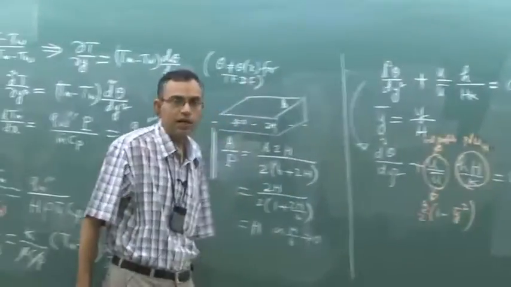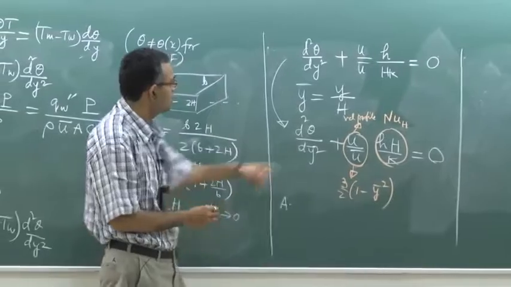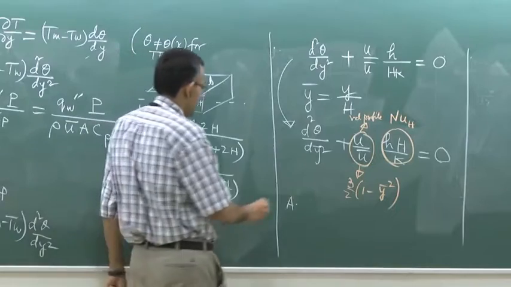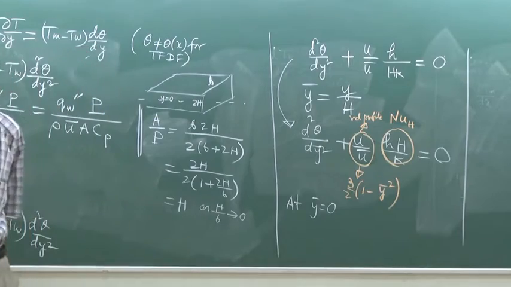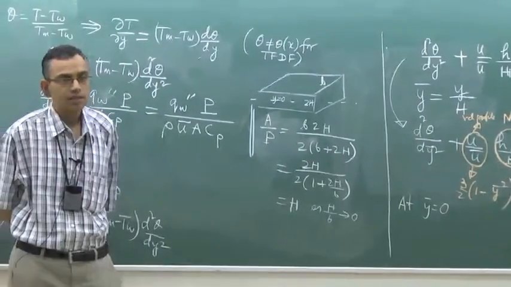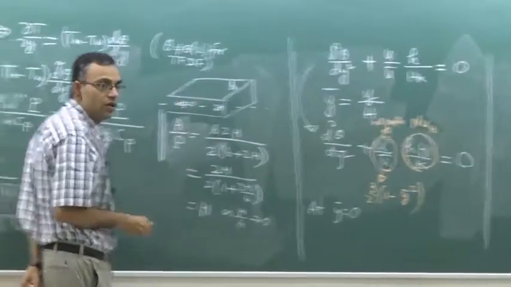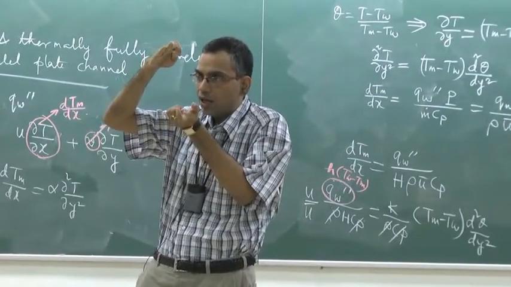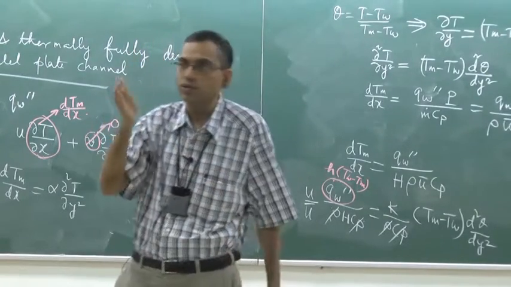So now what are the boundary conditions? This is y bar, this is non-dimensional y. At y bar equal to 0, what is the boundary condition? Y bar equal to 0 is the center line. What is the boundary condition for theta at the center line? Top wall and bottom wall have symmetric boundary conditions. So d theta dy equal to 0 at y equal to 0, it is the center line symmetry.